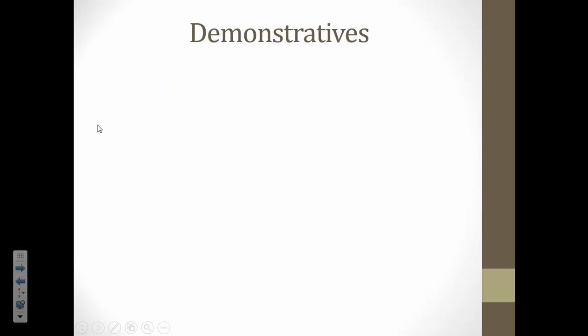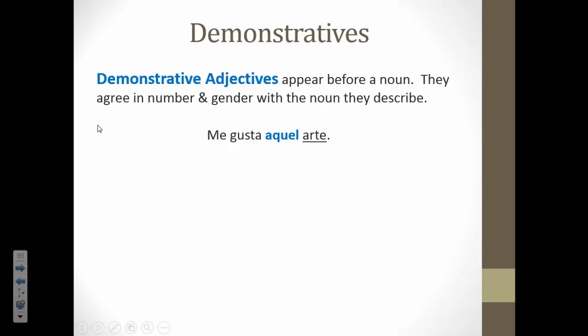Now let's practice with that item way over there or far away. Okay? So me gusta aquel arte means I like that art over there. So it's far away from the speaker. Aquel is masculine and singular because arte is masculine and singular. Yo no quiero aquella chaqueta. I don't want that jacket over there. Aquella is feminine because chaqueta is feminine.